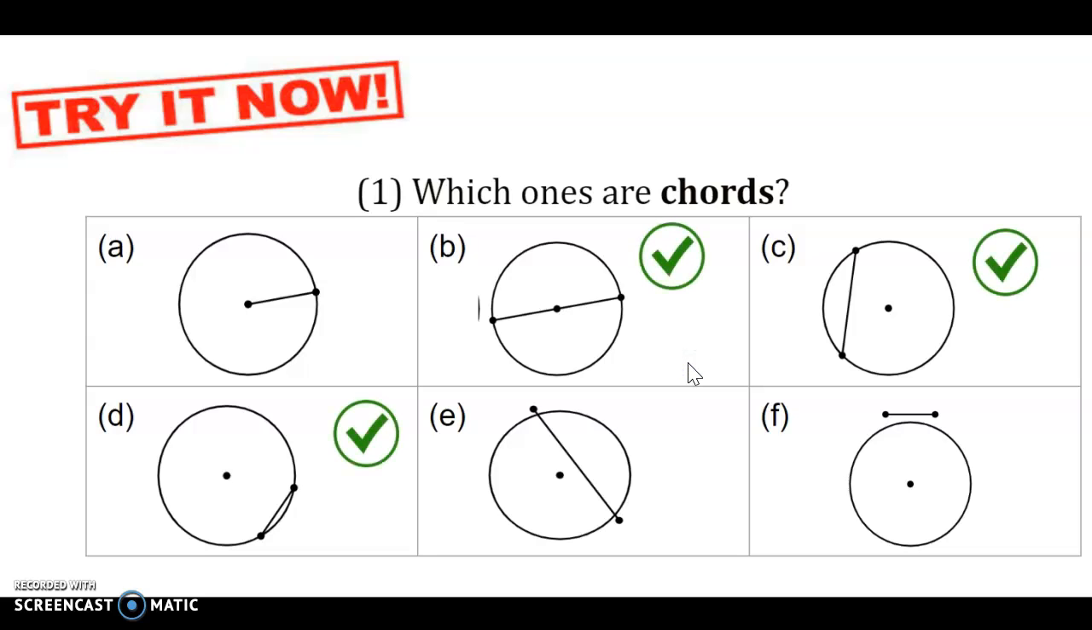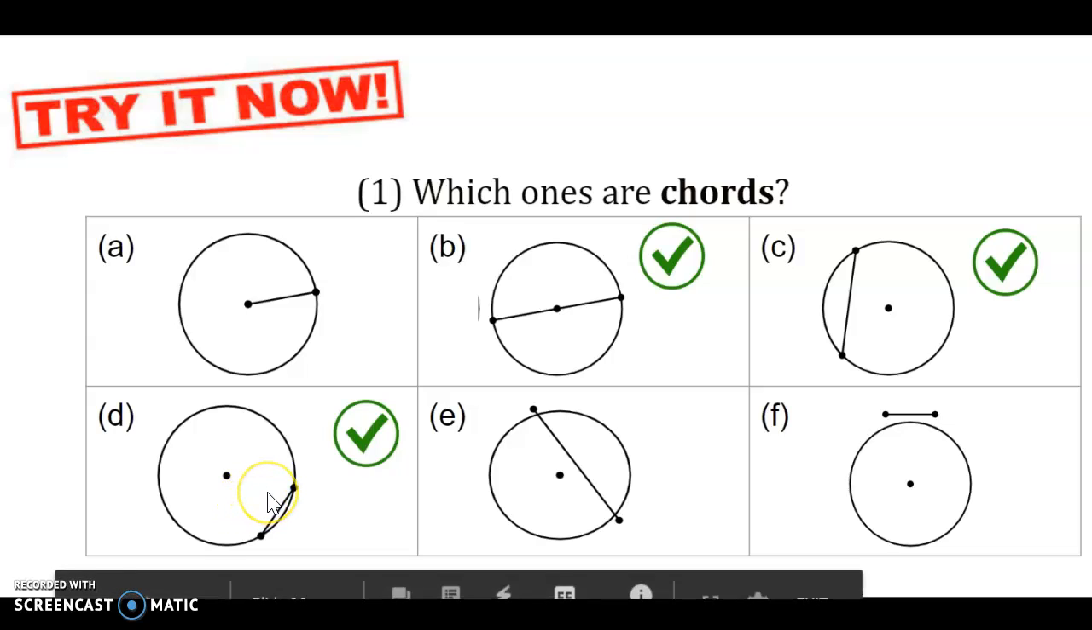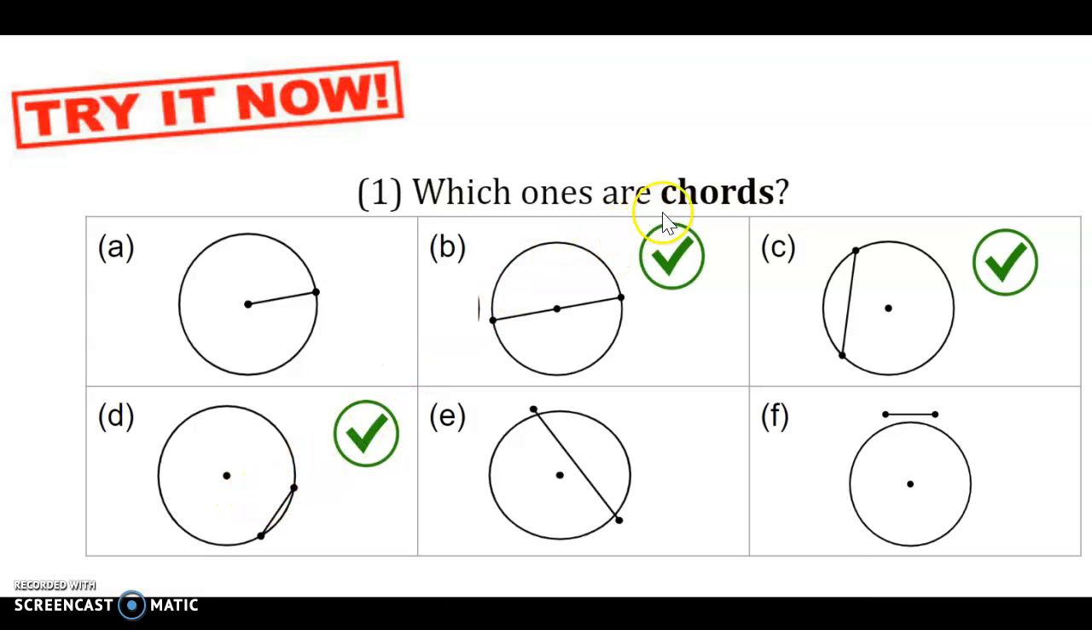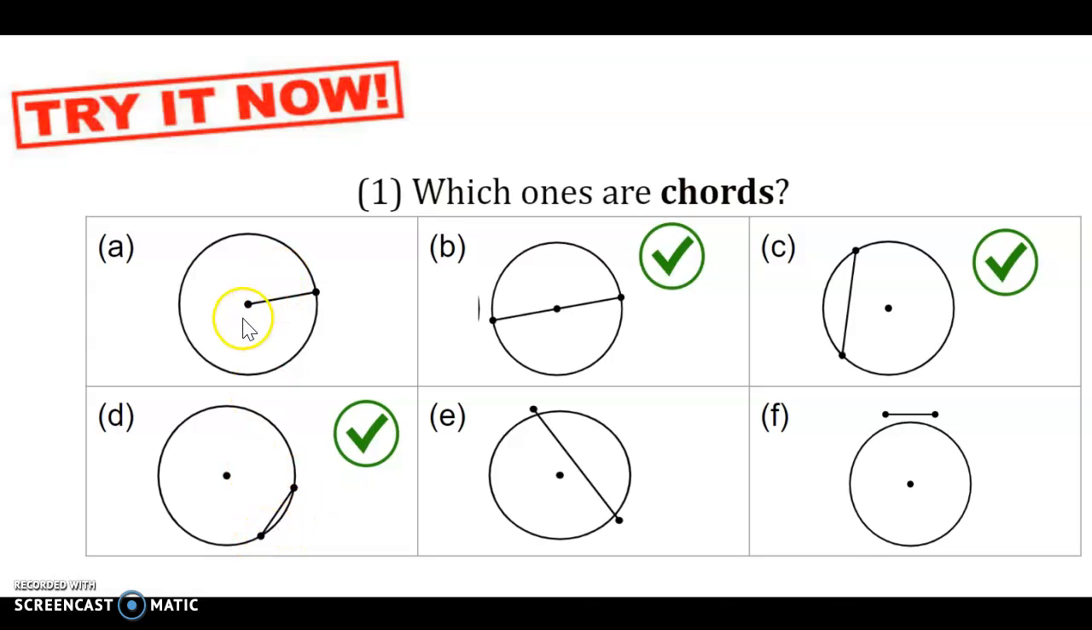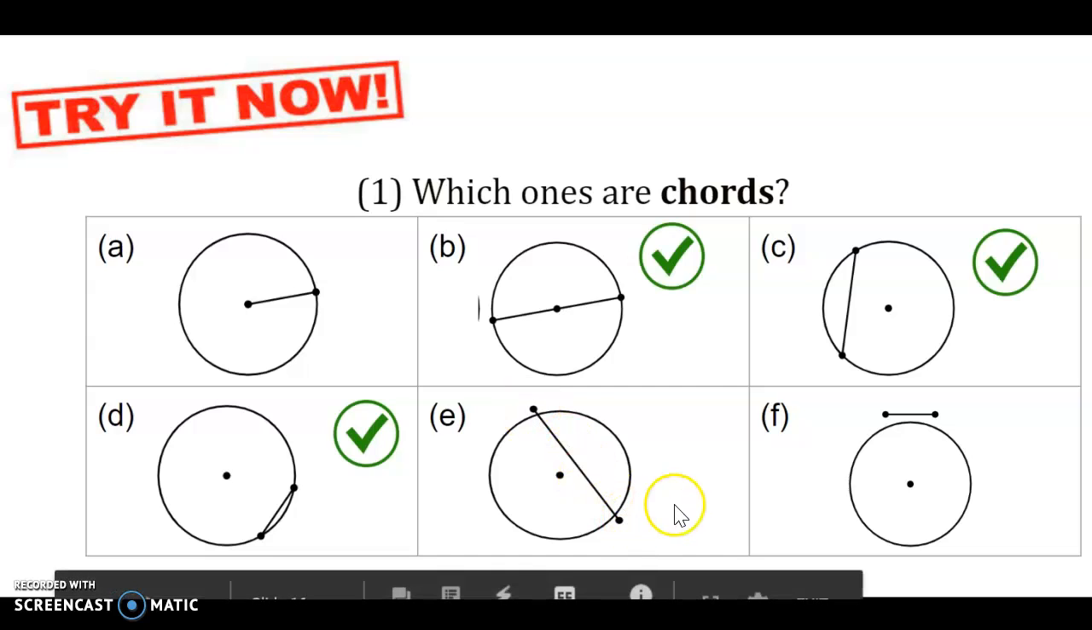And here it is. Hopefully you said B is a chord, C is a chord, and D is a chord. Why? Because chords start and end on the circle. A does not start at a circle, it starts at a center. And this one is starting outside the circle, although it goes through the circle, and this segment is completely outside the circle.